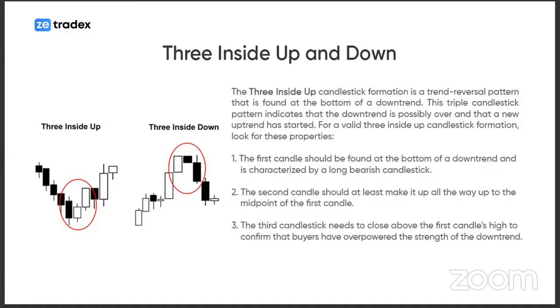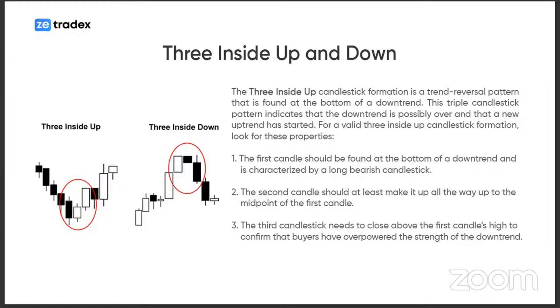Now, we have what we call the three inside up, similar to the first one we talked about. It has to do with the last three candles before the point of reversal. A downtrend, and then you see one and two candles shooting up. Now, the three inside up candlestick formation is a trend reversal pattern that is found at the bottom of a downtrend. This triple candlestick pattern indicates that a downtrend is possibly over and that a new uptrend has started.